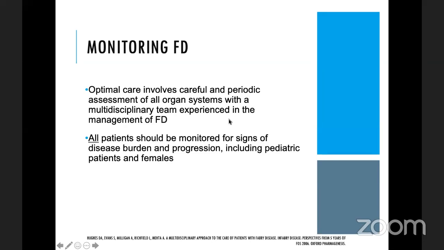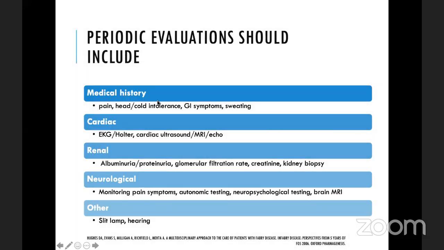How can we monitor Fabry disease? Optimal care involves careful and periodic assessment of all organ systems with a multidisciplinary team. All patients should be monitored for signs of disease burden and progression, including pediatric patients and females. Periodic evaluation should include medical history about pain, headache, GI symptoms, sweating, and cardiac, also renal, in form of albuminuria, proteinuria, glomerular filtration rate, neurological symptoms, which are the main presentation, including pain symptoms, autonomic testing, neuropsychological testing, brain MRI, and checking eye and hearing.